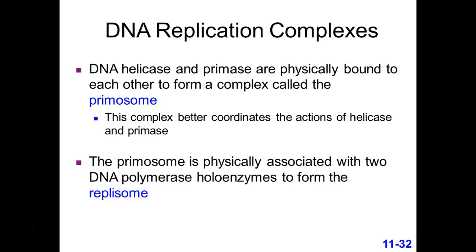Puts the RNA primers in, right? Especially for the leading strand, it just does it once. One primer, and then DNA polymerase 3 just goes from that point forward. For the lagging strand, the primase is going to have to keep laying down primers, right? As that strand becomes available.